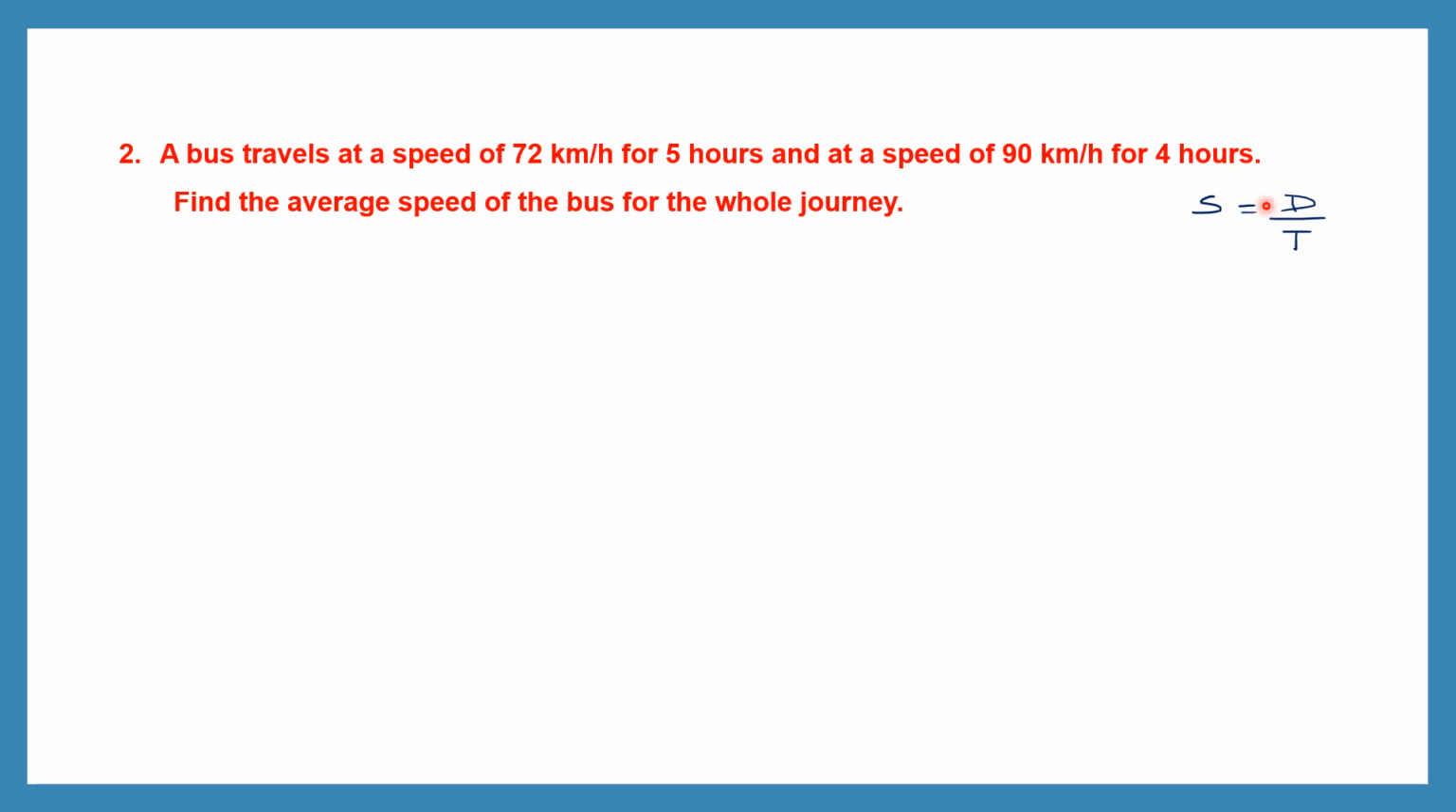So let's begin with the first part. Speed is given to us, 72 kilometers per hour. Time is 5 hours.